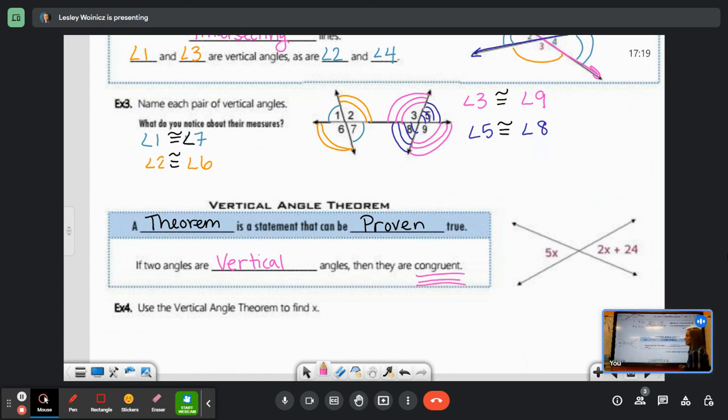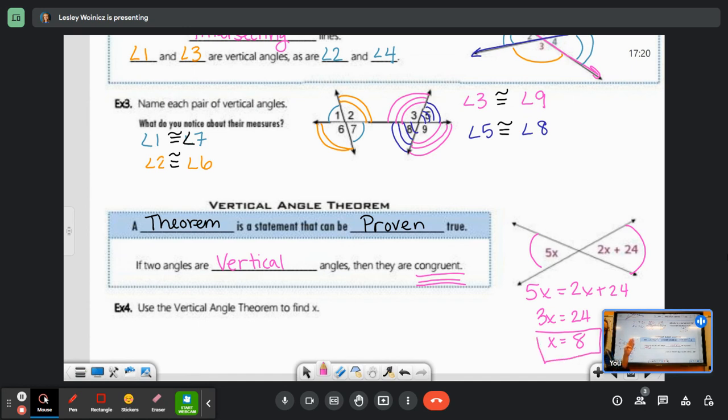Okay, so you can see that this angle and this angle are vertical angles. So I'm coding them as congruent. Their measures are equal. So that means I can use the vertical angle theorem and write an equation to solve for my x. So 5x has to equal 2x plus 24. I subtract 2x from both sides, and we get 3x is 24. Divide both sides by 3, and I get x is 8.